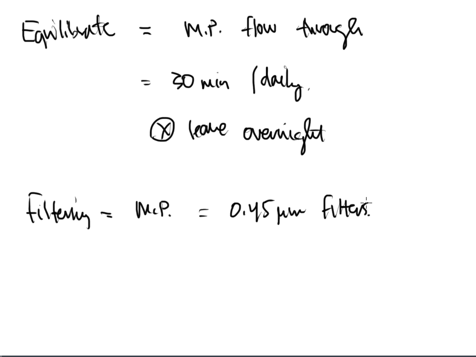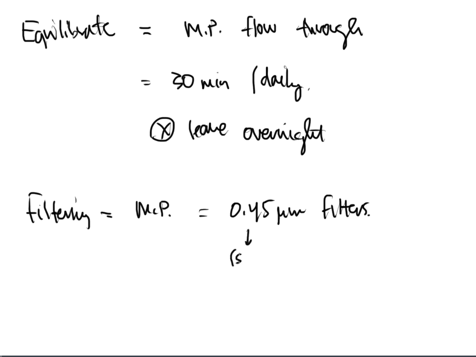The problem is that filtering the mobile phase, that's 2 liters of stuff. No one in their right mind is going to sit there and filter 2 liters of mobile phase through one of those little small syringes with a little small syringe filter on the end. So there's other options out there for us, and I'll show you what these options are in just a second. But 0.45 micron filters are typically the most common.